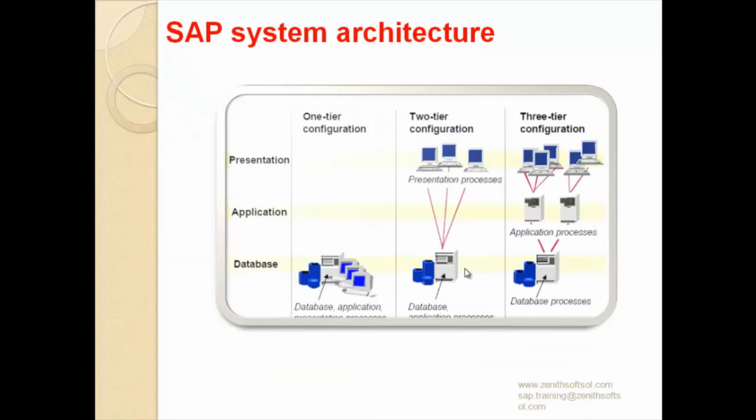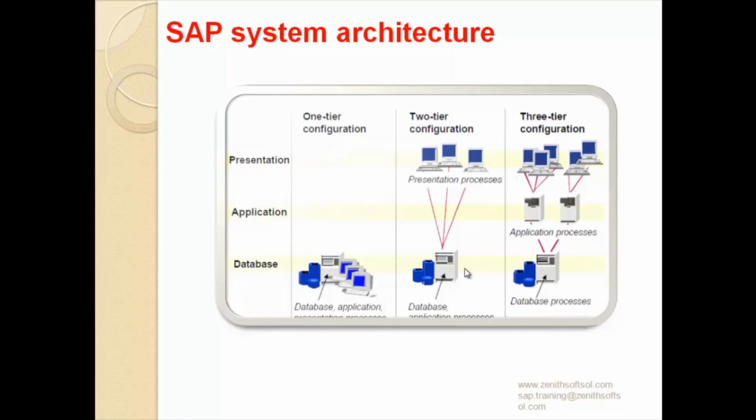Now, this is a simple layout of one tier, two tier and three tier. The concept of one tier is, as I have explained in the previous slide, if you install database, application and presentation on one single system, then it is called a one-tier system. And if you're installing presentation and database-application on another system, then we call it a two-tier system.